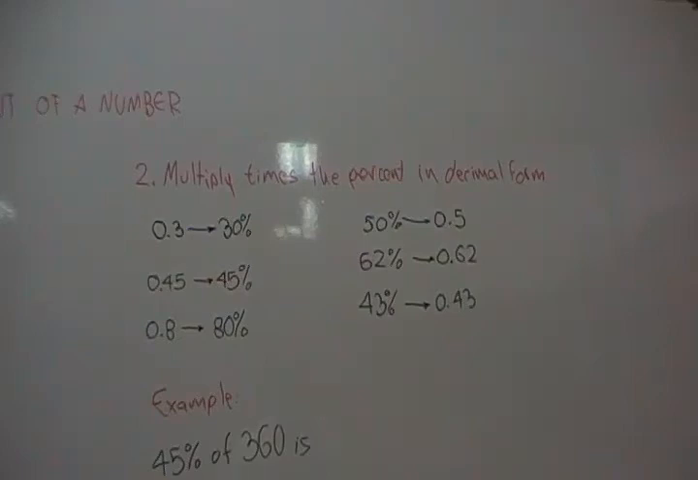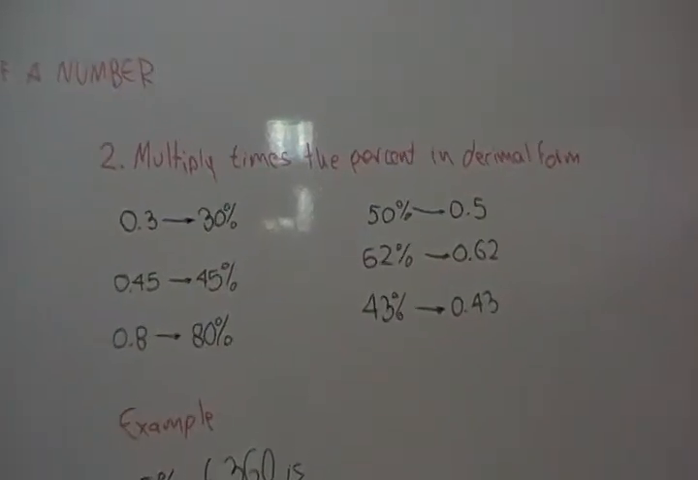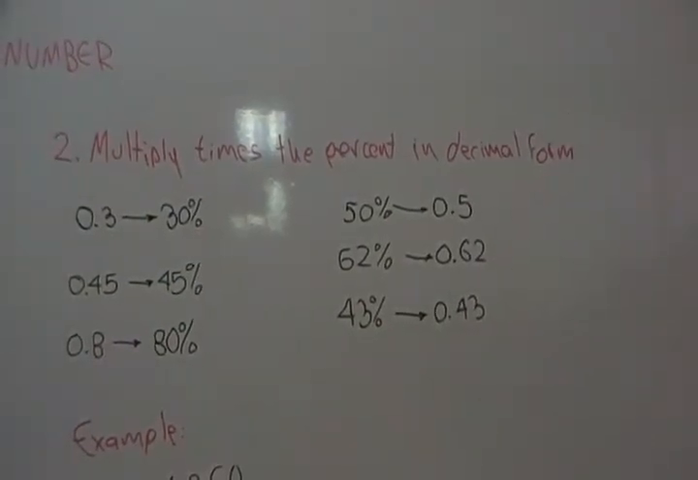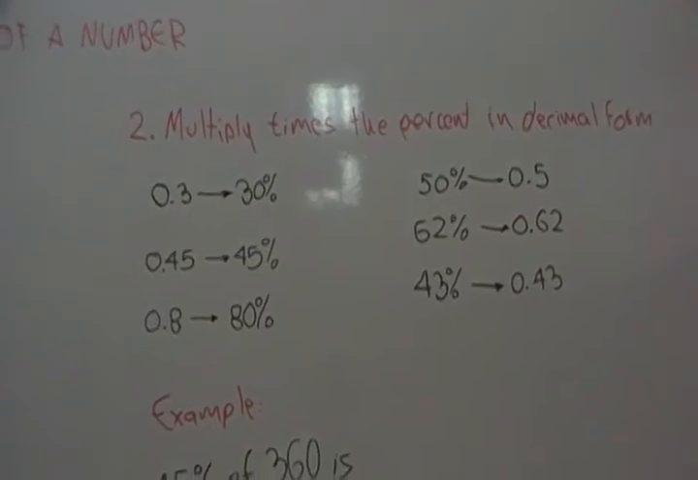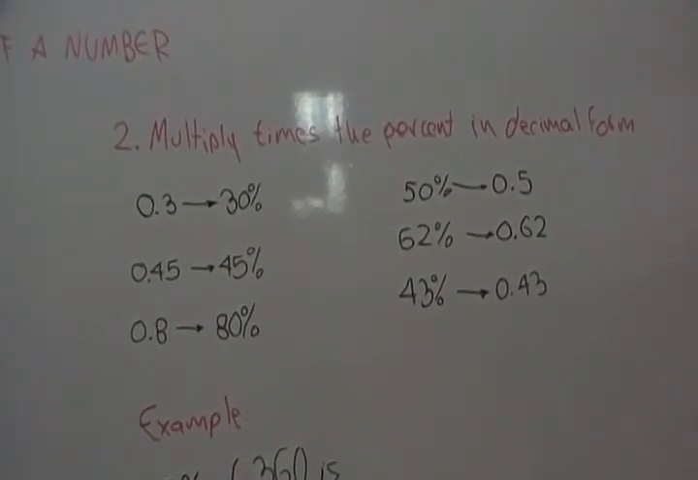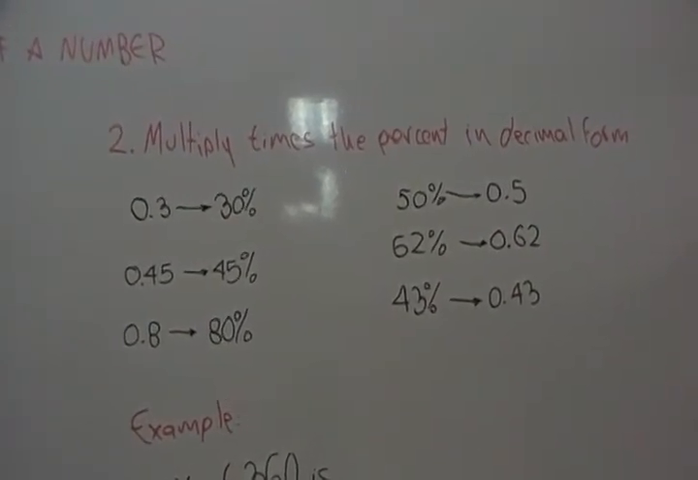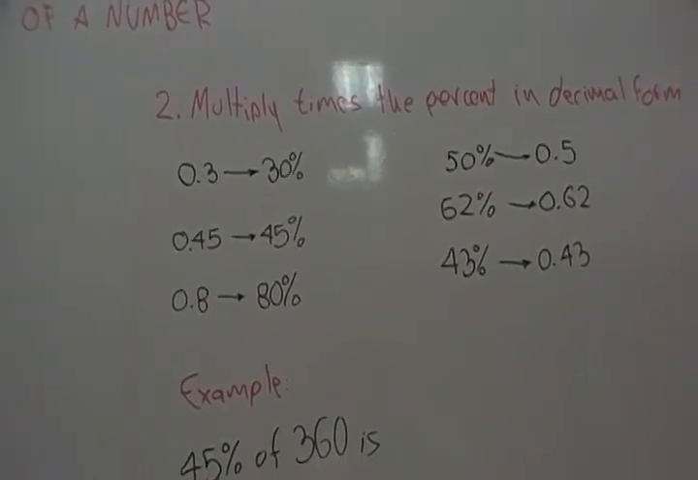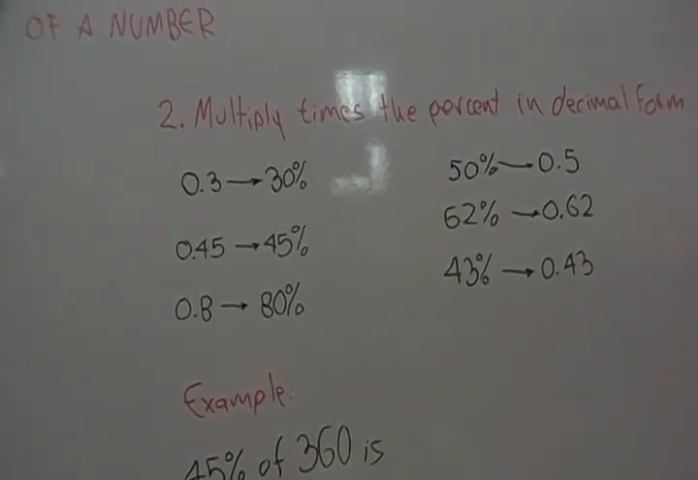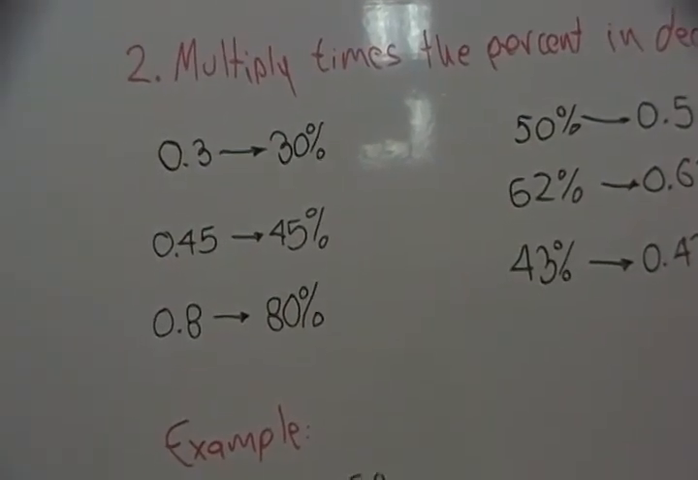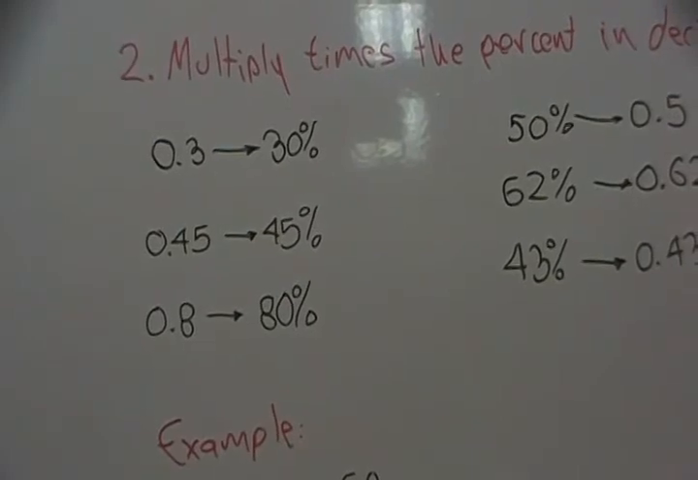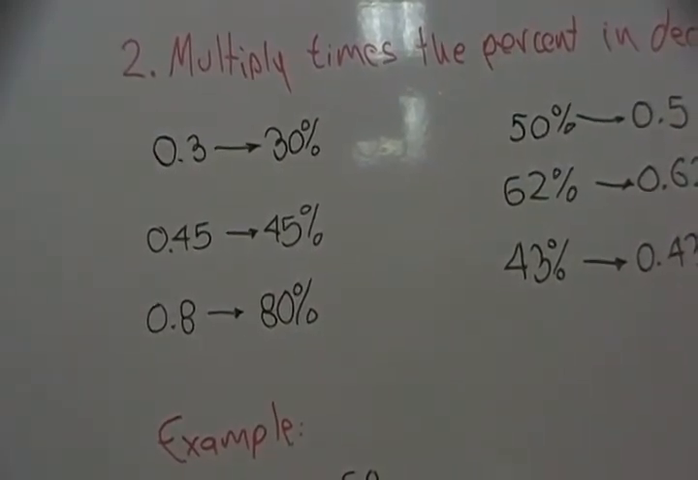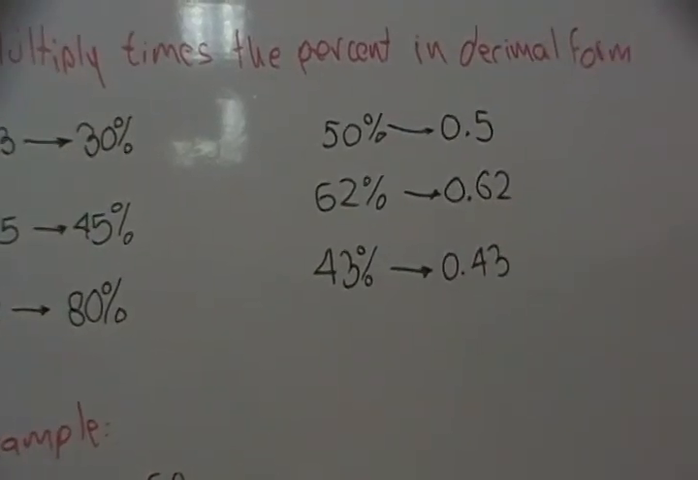A second way to find the percent of a number is to multiply that number times the percent in decimal form. So here on this side we have the relationship between decimals and percents. We know from experience that we can convert any decimal into a percent just by moving the decimal point 2 places to the right. So in this case 0.3 or 3/10 can be converted into 30%, 45 hundredths into 45%, 8/10 into 80%, etc.